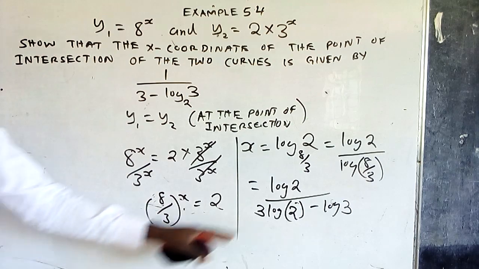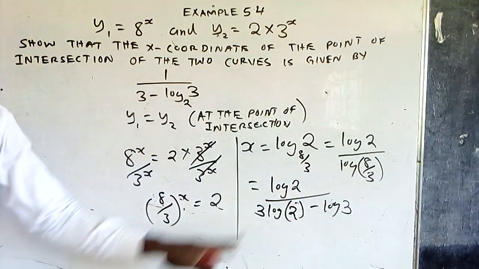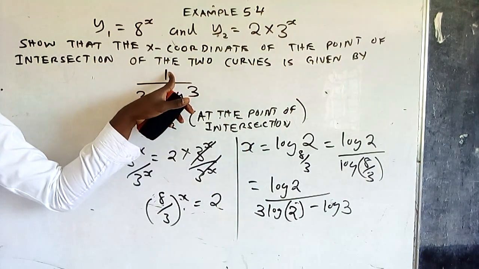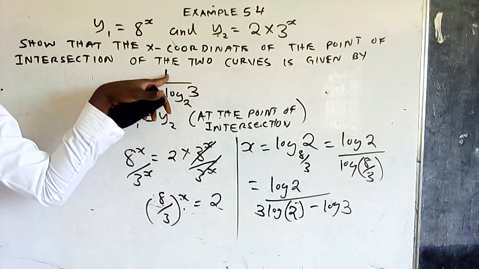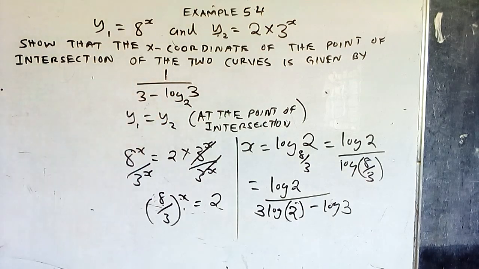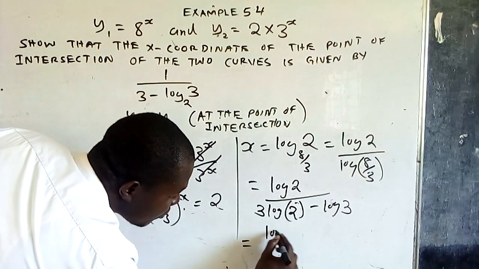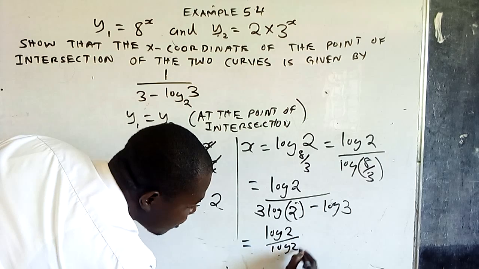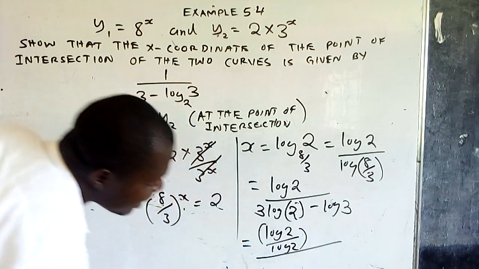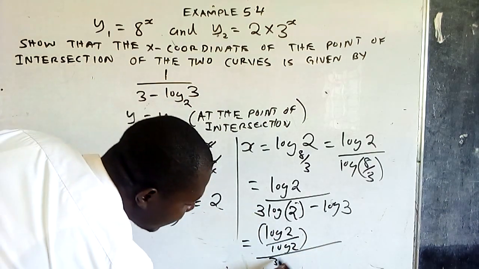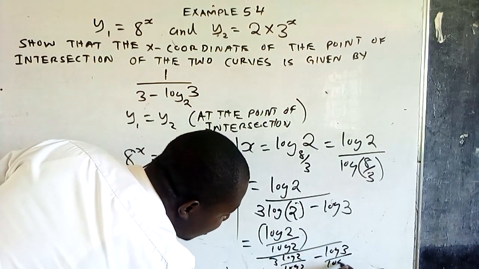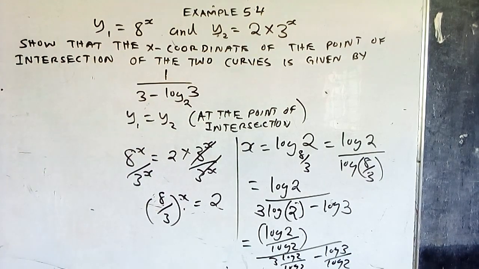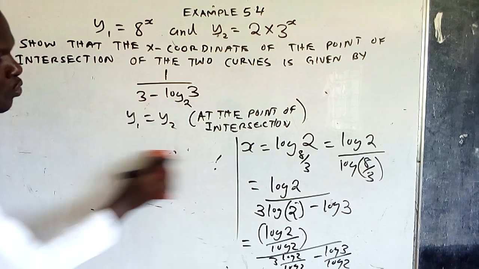Now at that point, you divide both the numerator and denominator by log 2 to remain with 1 in the numerator. So if you do that, what do you get? Divide both the numerator and denominator by log 2, meaning numerator is log 2 over log 2. The denominator, 3 log 2 divided by log 2, minus log 3 over log 2. Are we together there? Yes.